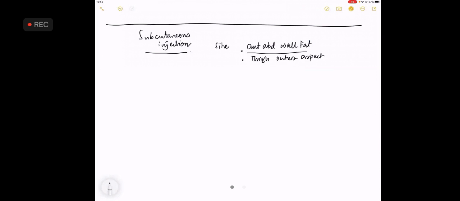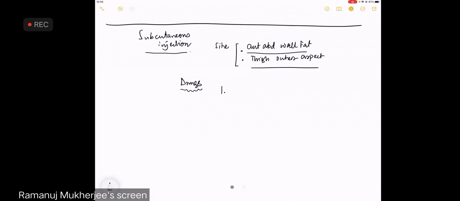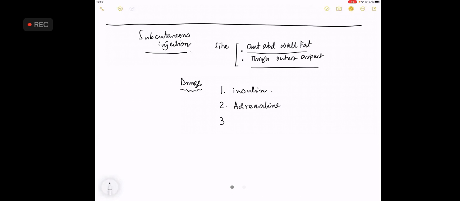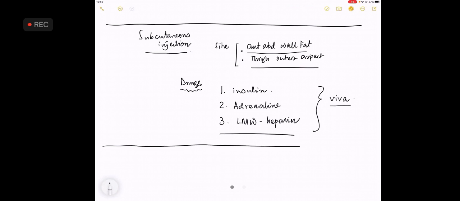Can you name me some drugs that are given in the medicine and surgery ward as subcutaneous injections? Insulin. Very good. Yes, insulin. Very nice. Okay, anything more in cases of emergency like an anaphylaxis? Adrenaline. Someone said that, and I really appreciated this. These are all asked in viva. These are the three common drugs that are given subcutaneously. So these are all the things that you are required to know.